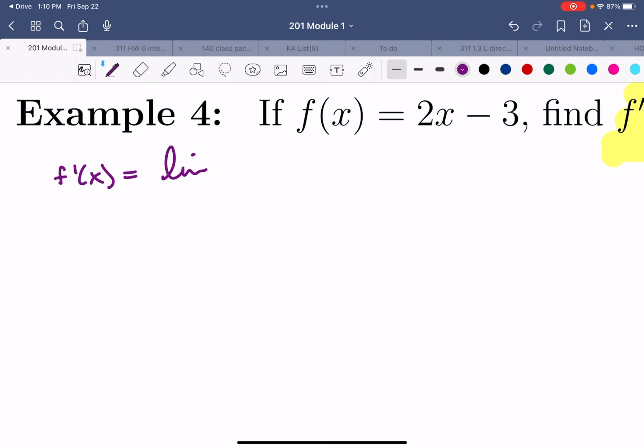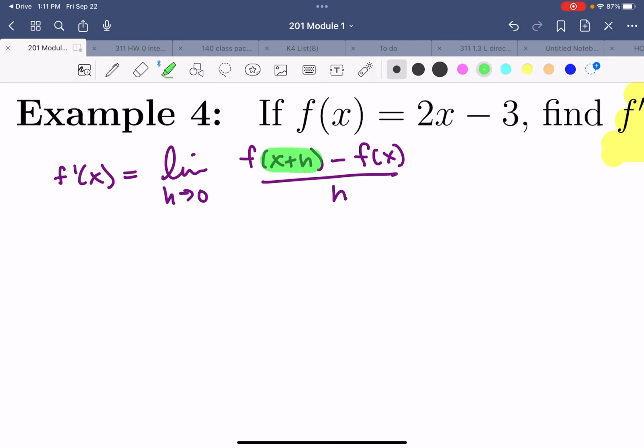So the limit as h goes to 0 of f of x plus h minus f of x all over h. Now, something we want to be careful about. This notation right here, right? What's in the parentheses means that's what should be where the variable is, right? So when you have f of 2, that means you put a 2 wherever you see an x. So when I see f of x plus h, that means I put an x plus h wherever I see an x.